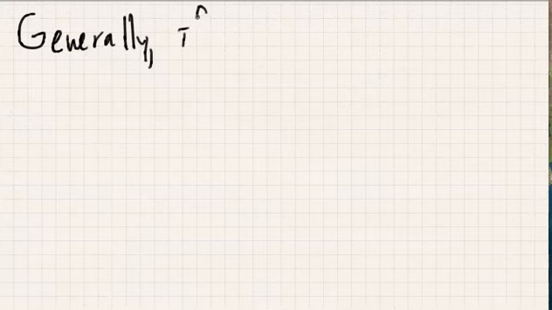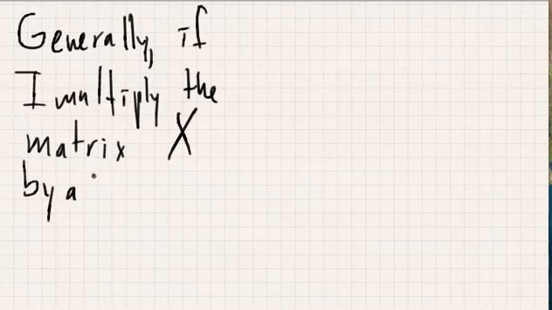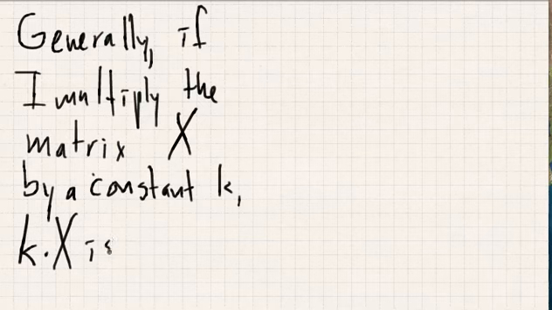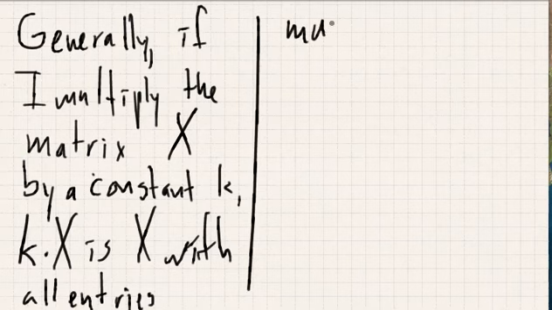So generally, if I multiply the matrix X by a constant K, then the matrix K times X is X with all entries just multiplied by K.